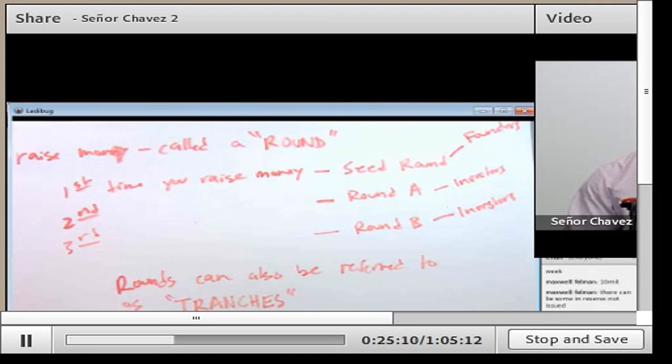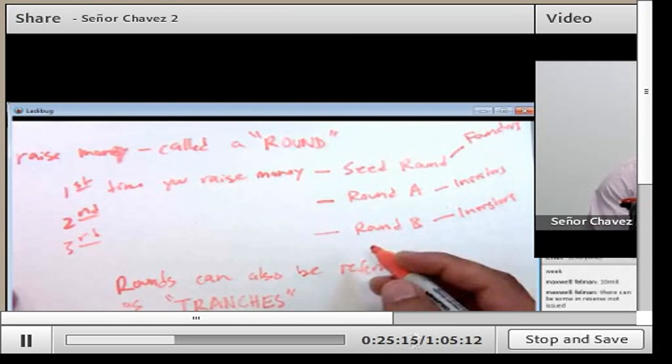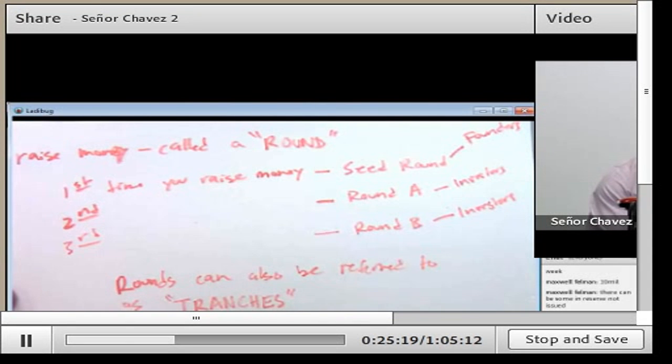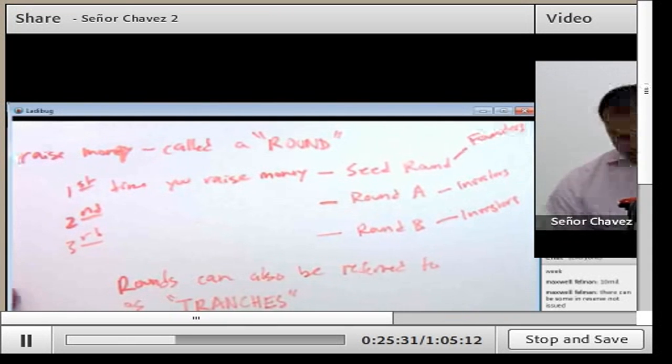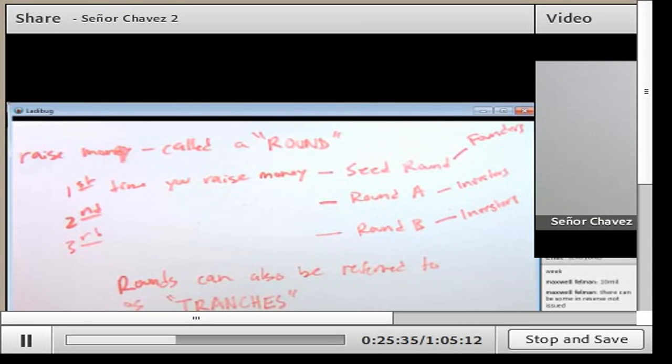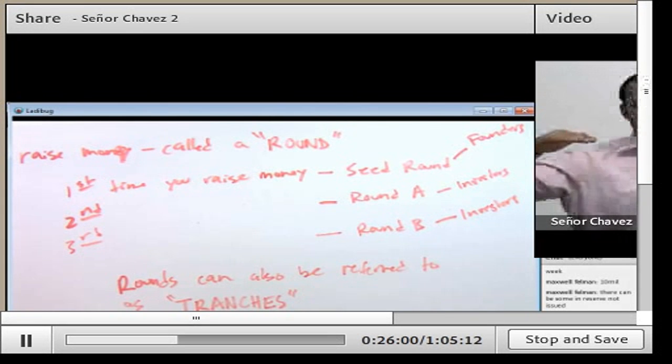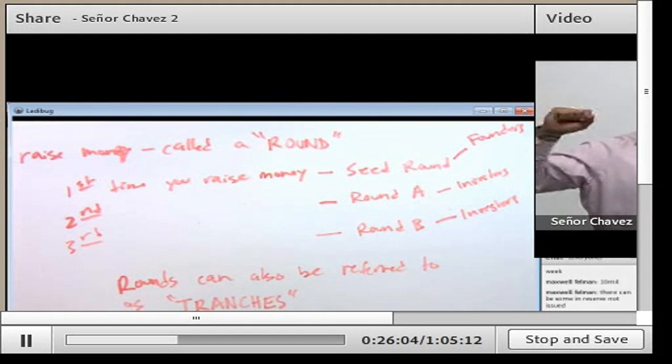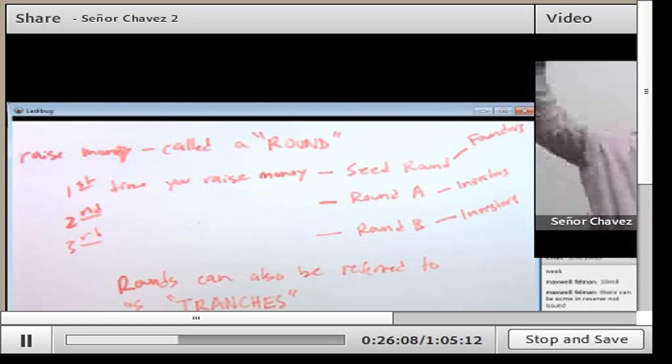Now, these rounds are often tied to milestones. You know, if you're going to grow your business, you're going to need money. And as you achieve certain levels of growth, we call those milestones, it's not a bad idea to say, okay, when we reach this level, we're going to need to go for round A. And that's going to be tied to a milestone.